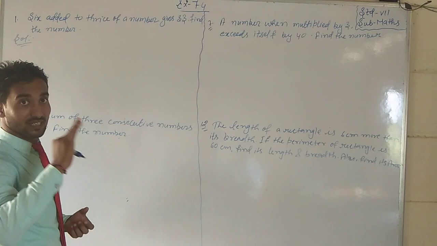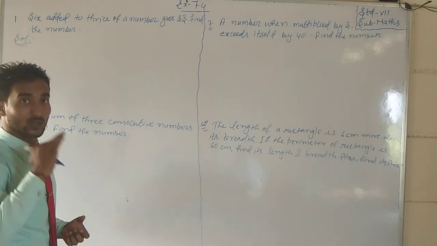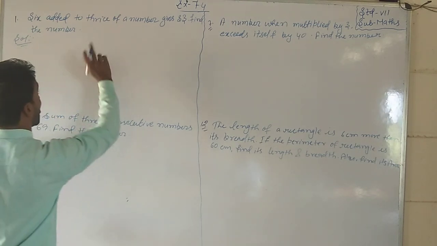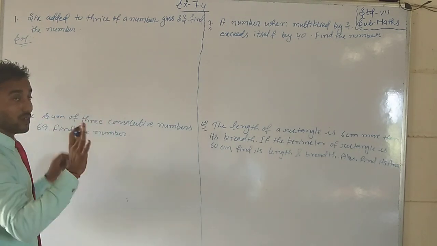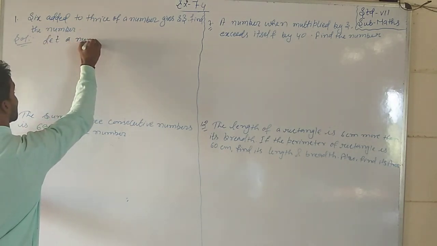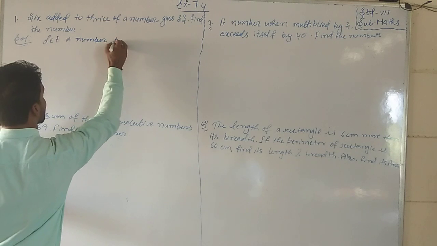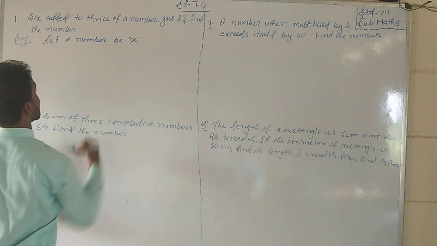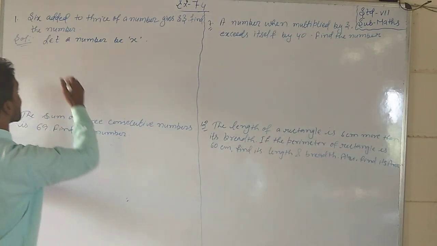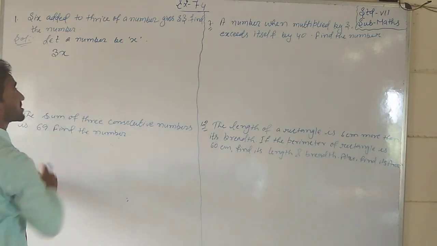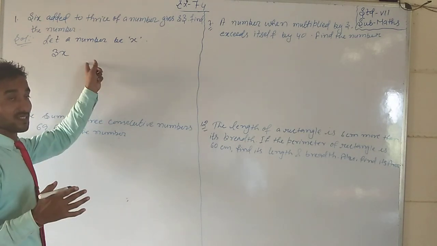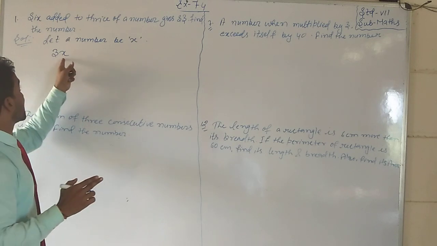Thrice means 3, twice means 2. So 6 added to thrice of a number. Which number? We don't know. A number. So first of all, write: let the number be x. Then thrice of the number is 3x, because the number is x and thrice of it is 3 into x, which is 3x.